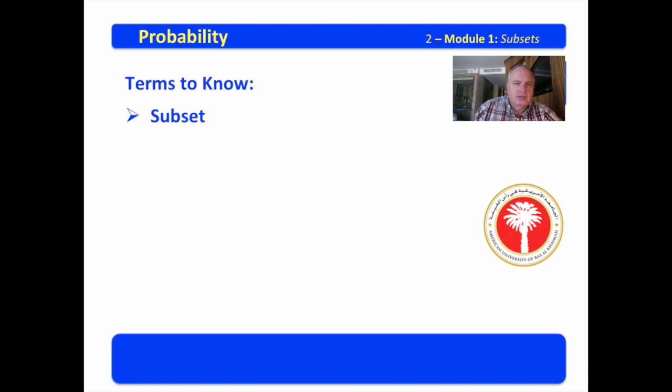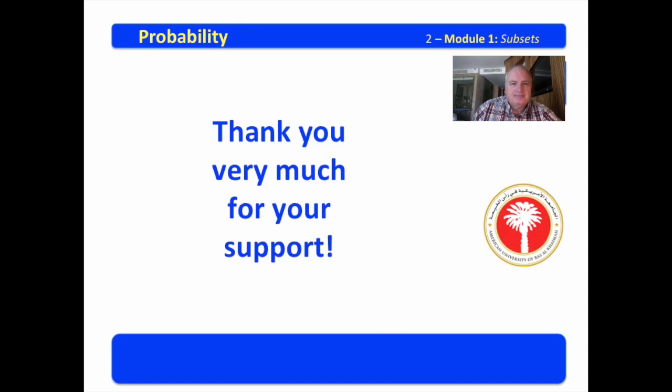Some of the terms you should know. Subset. Proper subset. What's the difference between a subset and a proper subset? Well, a subset says that everything in the first set is in the second set. So something can be a subset of itself. They have exactly the same elements, therefore they're subsets of each other. Proper subset means that all the elements of the first set are in the second set, but there's something in the second set that is not in the first set. Equal sets, that means that they equal each other. They have exactly the same elements.